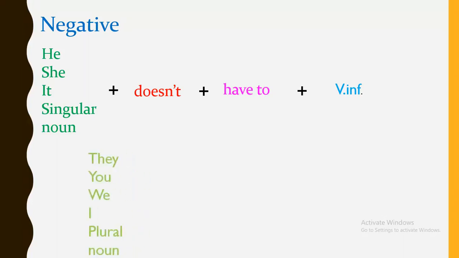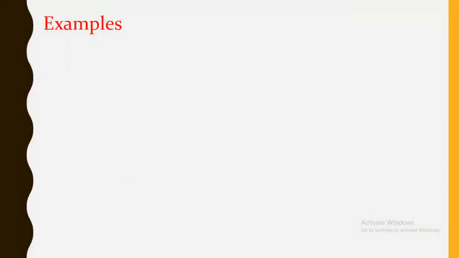While with the other pronouns, they, you, we, I, or the plural noun, we will use don't have to, and the verb in its infinitive form. So let's go and see some examples.